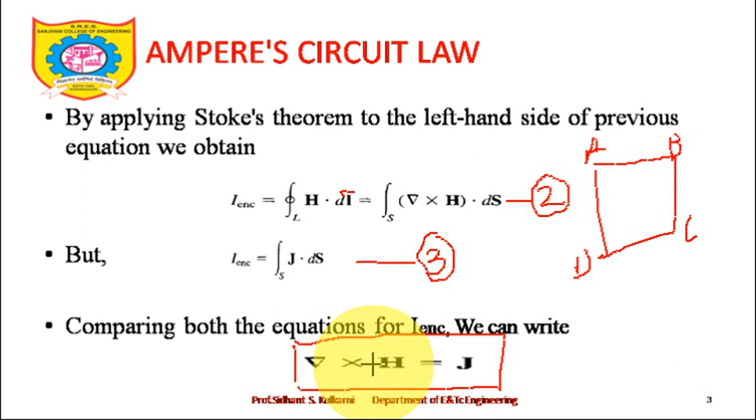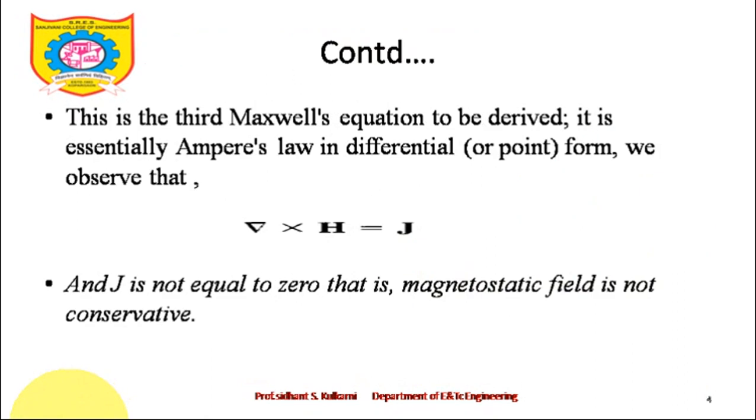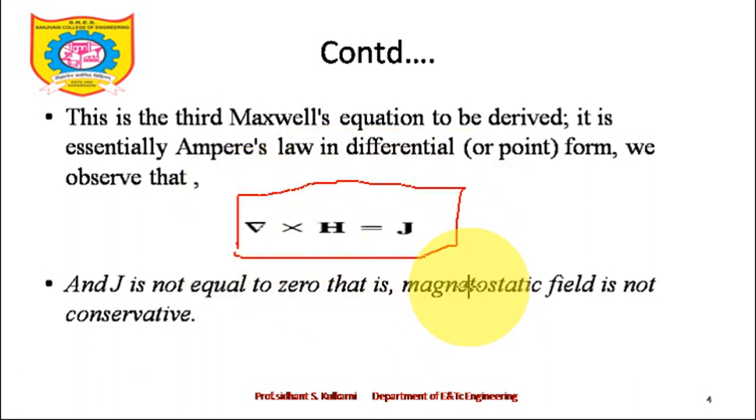As and when we progress in this unit, we'll see Maxwell's equations where these expressions are once again going to be visited. We'll go to the next particular thing. So this is the third Maxwell's equation to be derived. It is essentially Ampere's law in the differential or point form. Whenever I start with the Maxwell's equations, I am definitely going to ask you the question: del cross h bar is equal to j bar was the statement given by whom? You should be able to tell me that del cross h bar is equal to j bar is the statement given by Ampere's law. Is it okay? And j bar is not equal to 0, that is, the magnetostatic field is not conserved. I am just trying to explain it here.